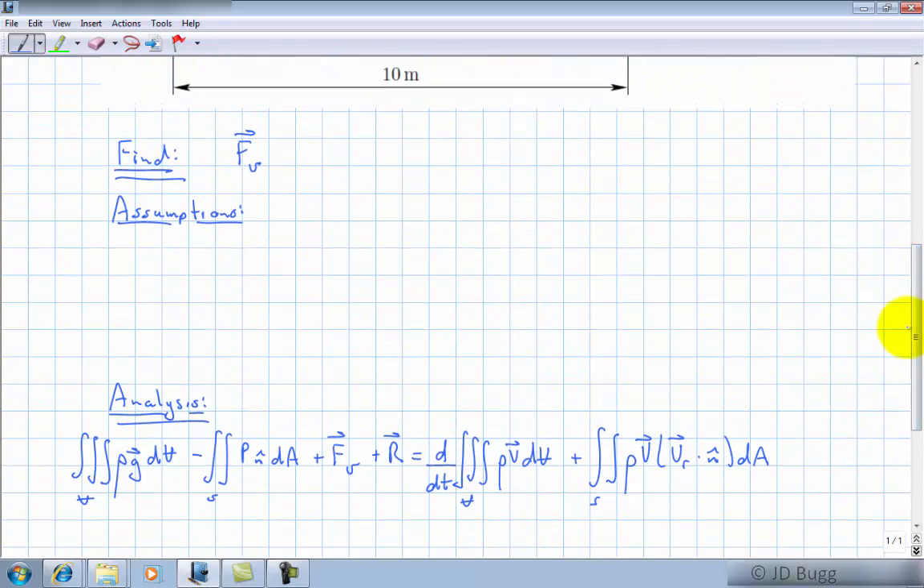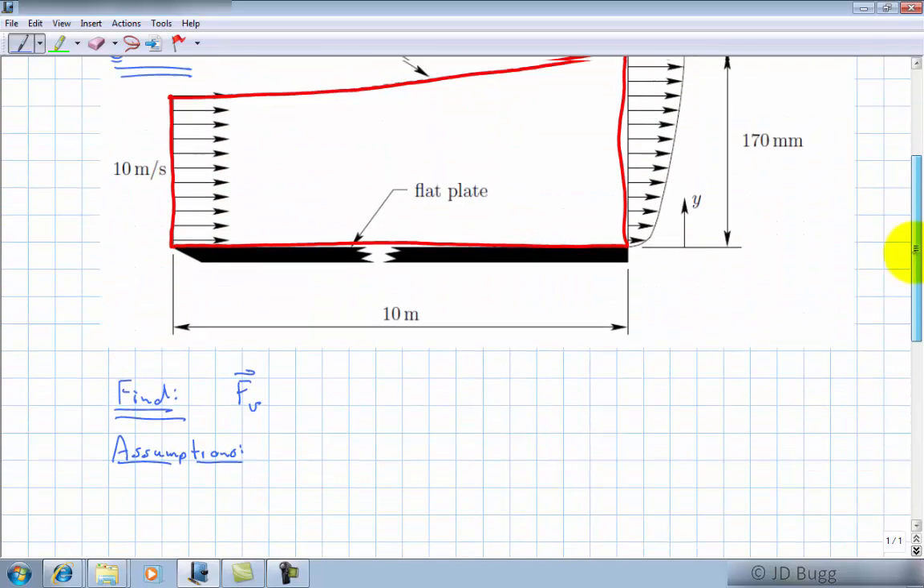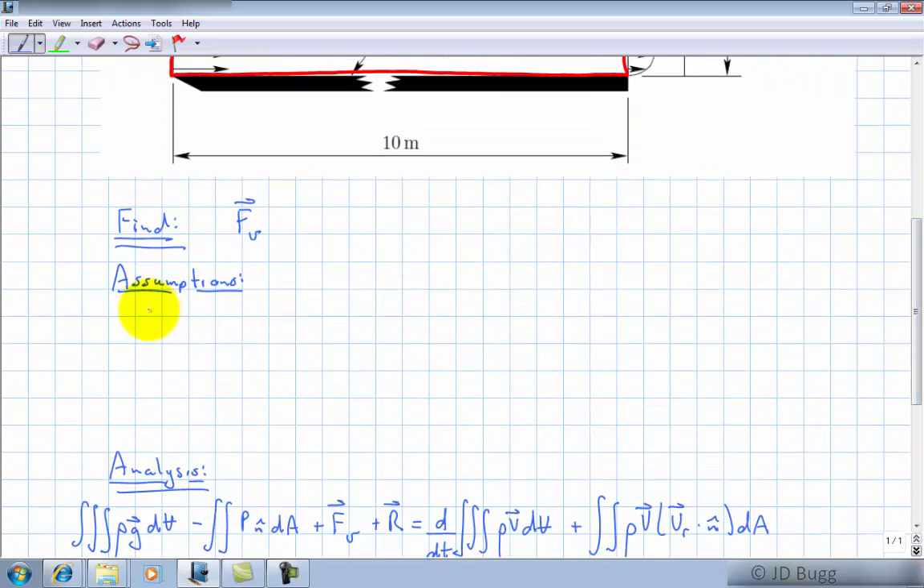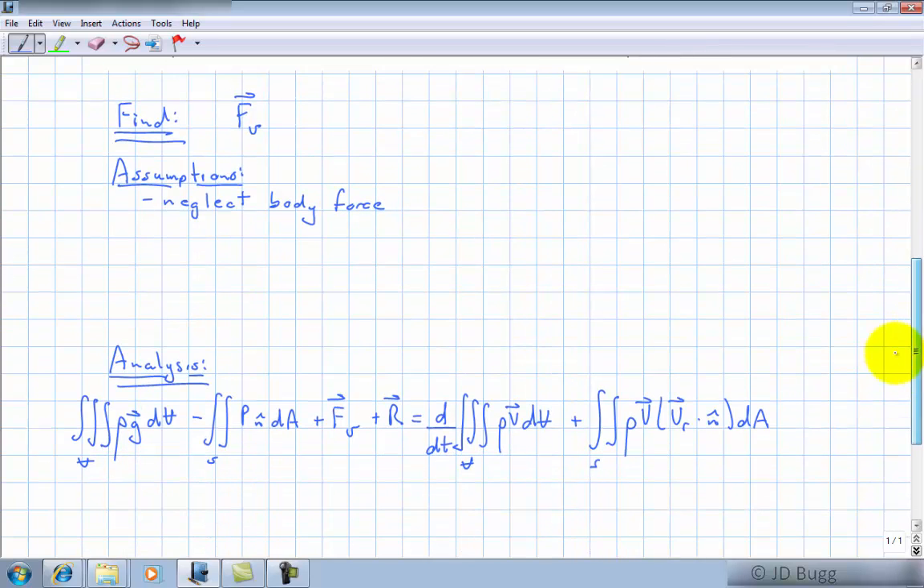Now, term by term, let's take a look at this. First of all, the body force. Again, this is a problem where we don't even know the direction of the body force. And regardless, the body force is the weight of everything in the control volume, and all there is in this control volume is air. So it's going to be a very small body force, and regardless, we don't even know what direction it's in. So we're certainly going to neglect the body force, and that simplifies our equation by eliminating this term.